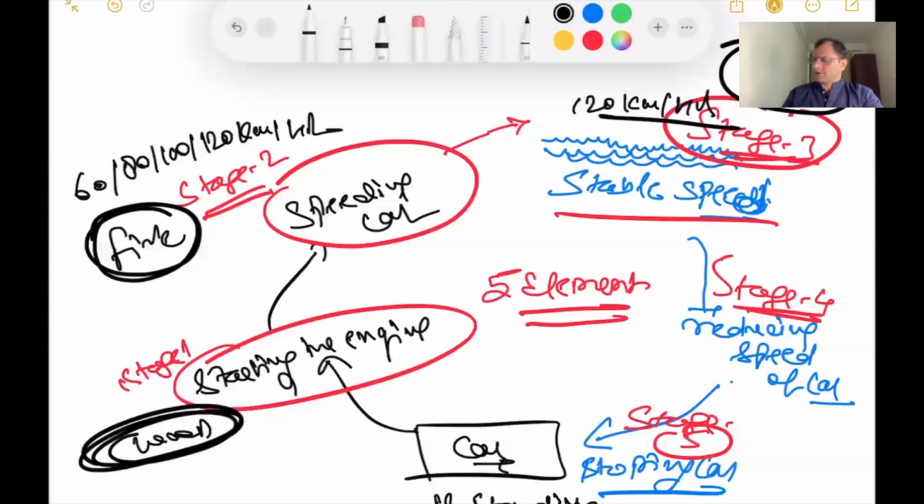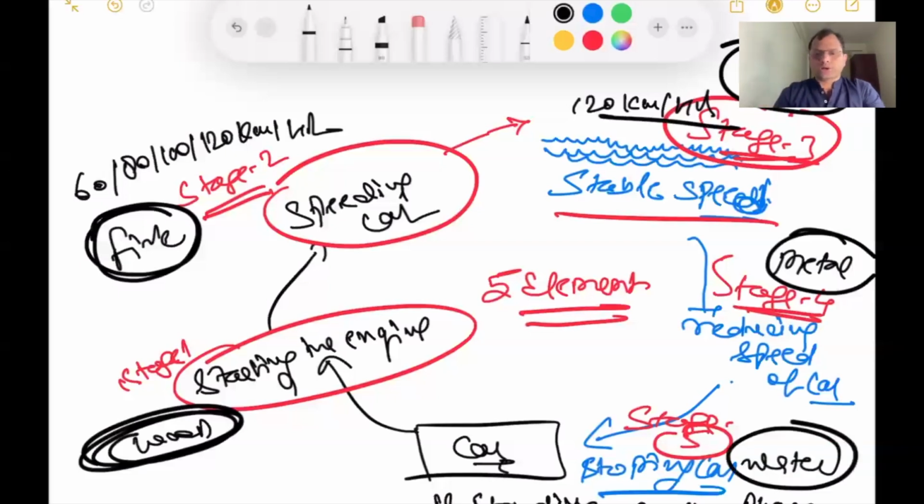Then we are reducing the speed. That is metal. Metal means reducing. Metal means aging. Metal means degeneration. चीज कम हो रही है. That is metal. Finally stopping the car. That is called ending of the phase, or ending of the phase is called water. That is water.